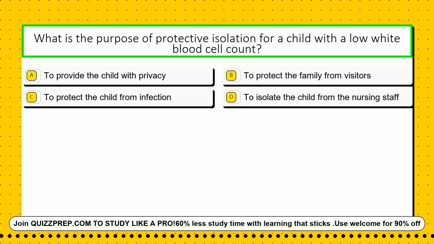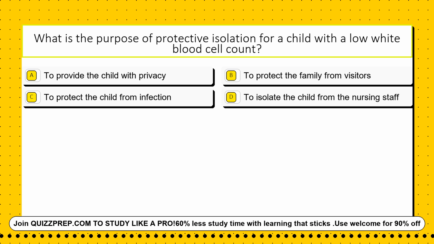Question 102. What is the purpose of protective isolation for a child with a low white blood cell count? Option A. To provide the child with privacy. Option B. To protect the family from visitors. Option C. To protect the child from infection. Option D. To isolate the child from the nursing staff.